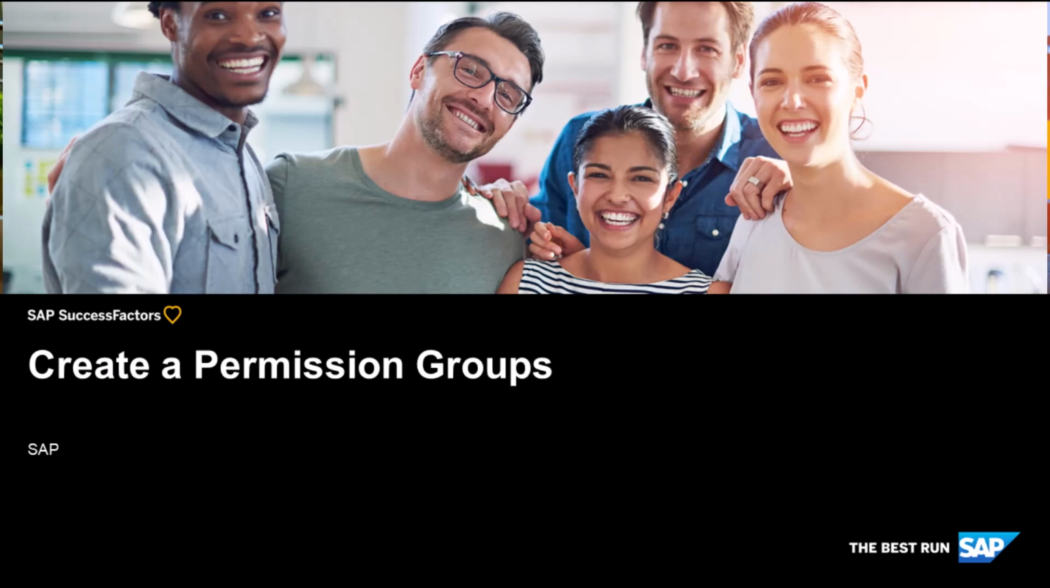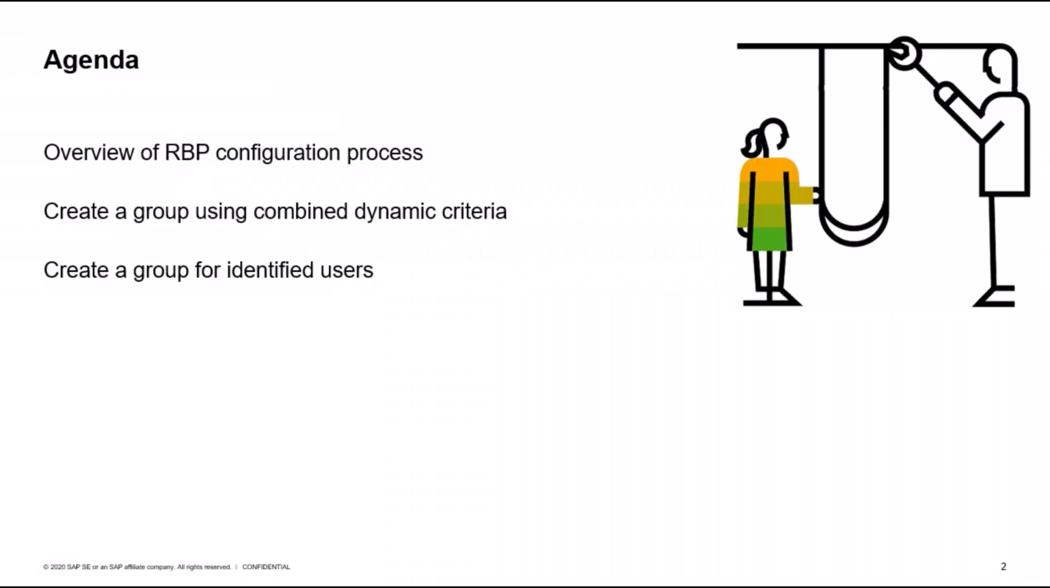Once you have managed role-based permission access, creating a group is really the first step to manage permissions in RBP. So in this video, you will have an overview of RBP configuration process. I will show you how you can create a group using combined dynamic criteria, and I will show you how you can create a group for identified users.